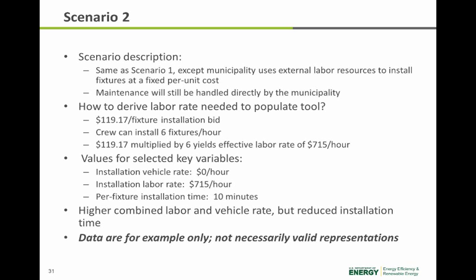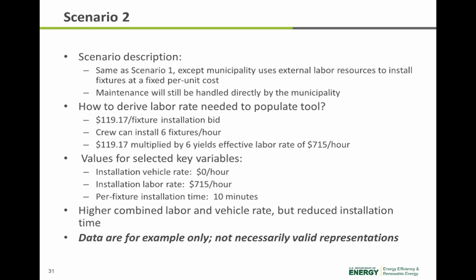Well, originally we had separate vehicle rate and labor rate values that we'd entered in scenario one's example. But it doesn't really matter to us where we enter the costs as long as we capture them all. And given that the labor and vehicle costs in this example aren't separable, I went ahead and entered the full $715 an hour in the labor rate cell and entered 0 for the vehicle rate.